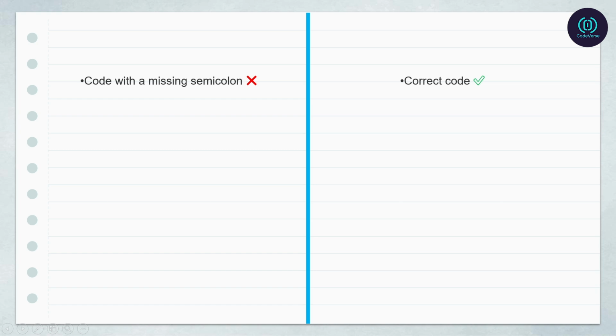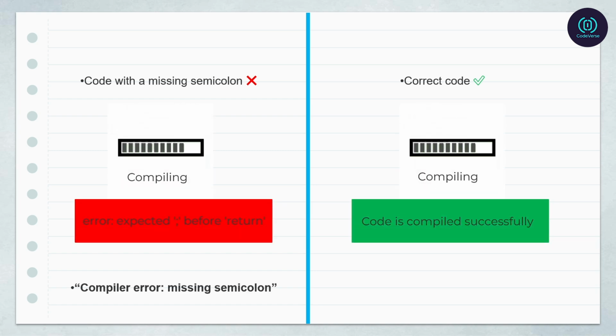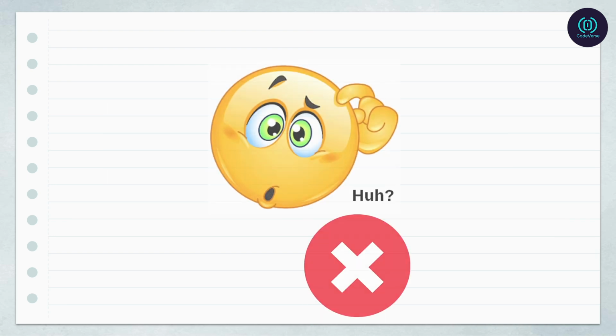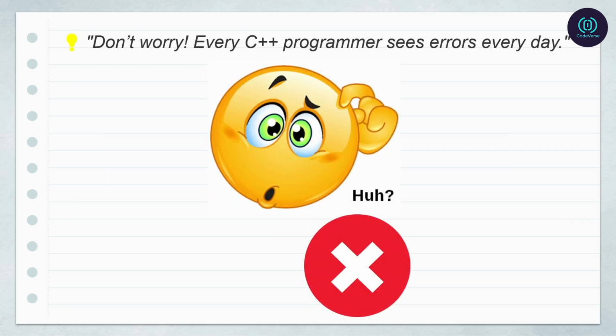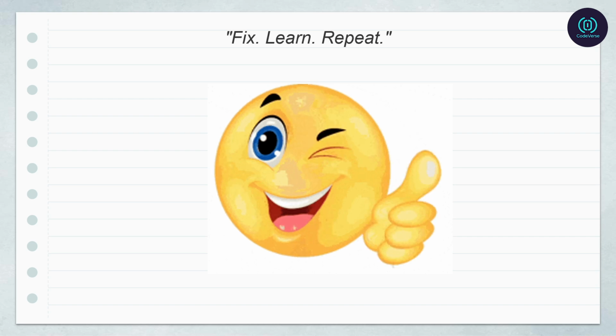Most beginner mistakes happen during compiling. If there's a missing semicolon, a typo, or a bad symbol, you'll get a compiler error. That's perfectly normal. Making mistakes and fixing them is how you learn. In the next part, we'll actually compile and run your code, step by step.